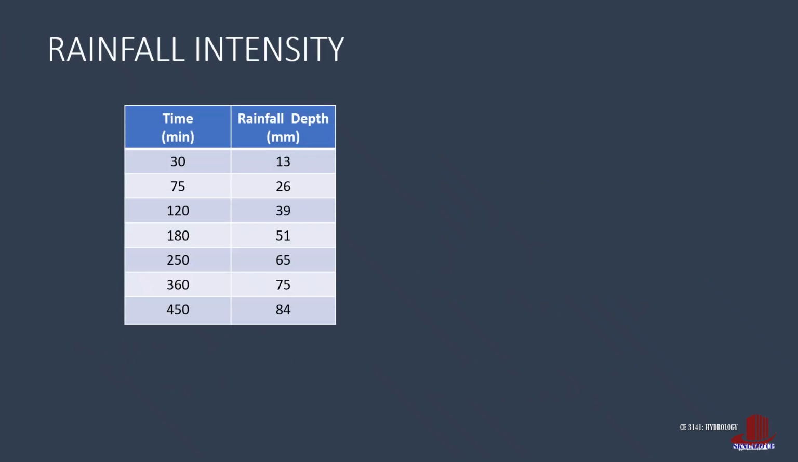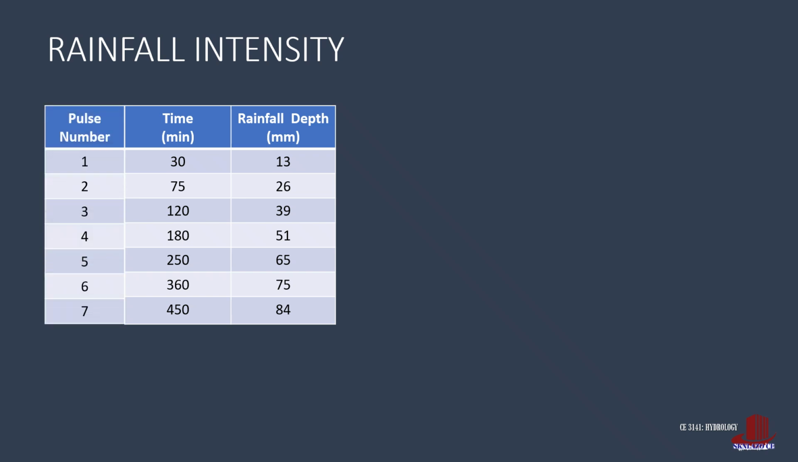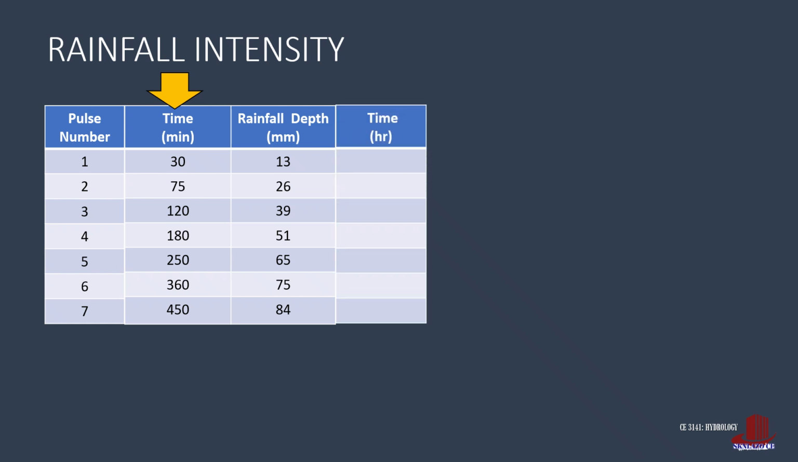Now that P and R are either provided or can be computed from the table, we then proceed in creating the hyetograph, and that starts with the rainfall intensity. We then mark each entry as a pulse, then check the time. The record provides time in minutes, but rainfall intensity needs hours. So extend another column for the conversion, then divide each time entry by 60.